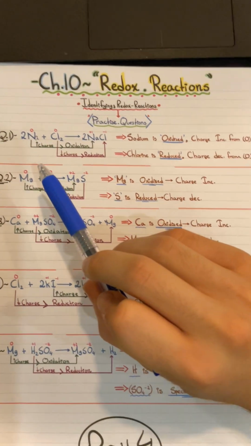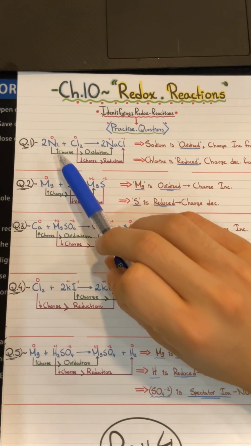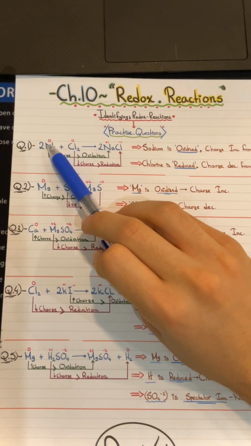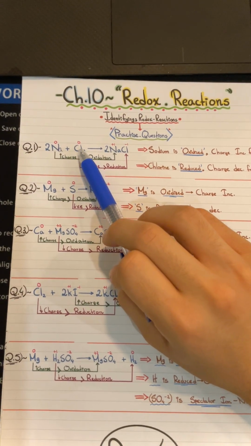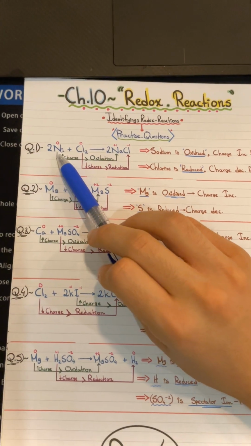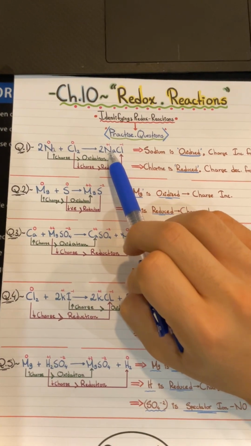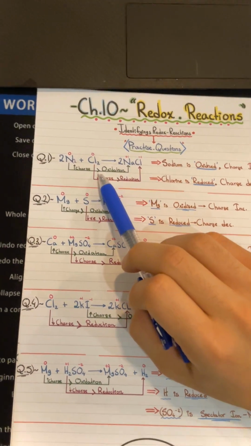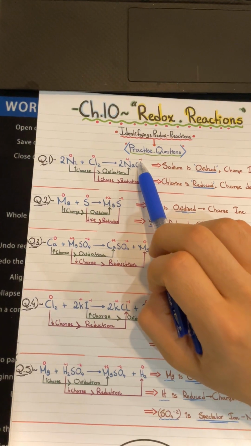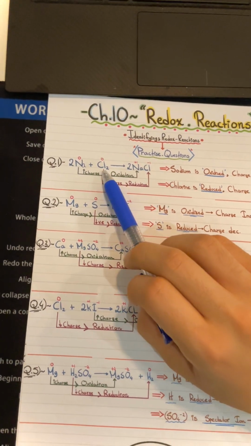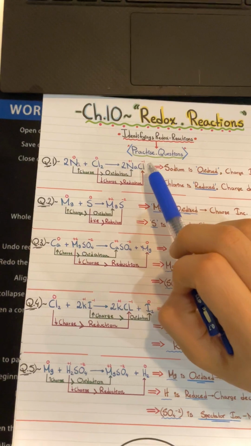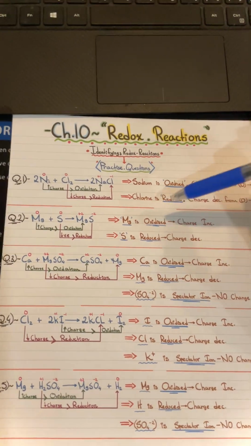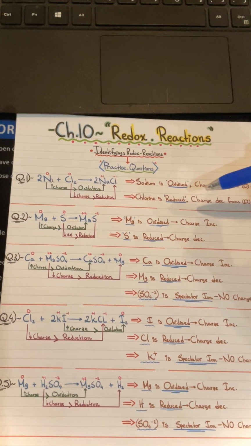Okay. Now I want you to look here. Sodium, what happened? Sodium is not bonded, meaning the charge is 0. Chlorine is not bonded, the charge is 0. When they become bonded, the charge of sodium increases. So this is oxidation, an increase in charge. The charge of chlorine is -1 when it's bonded. So 0 to -1, the charge decreases. It is reduced. So sodium is oxidized because the charge is increased. Chlorine is reduced because the charge is decreased.